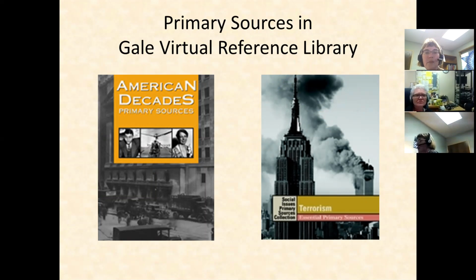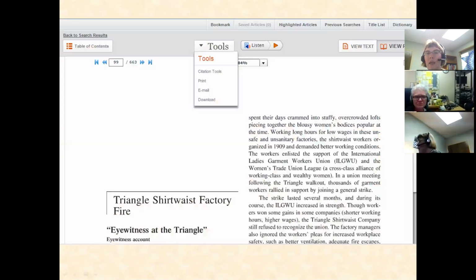There's American Decades Primary Sources, which is a 10-volume set that covers a variety of topics from 1900 to 1999. And then there's Terrorism, Essential Primary Sources, which is a 1-volume set dealing specifically with the topic of terrorism. Primary sources can be found in other titles too, but these are the two titles that focus solely on primary sources. Here's an example of an eyewitness account of the Triangle Shirtwaist Factory fire from the American Decades book. We have the tools that we can highlight, citation tools, print, email, download, but we also have background information to give us context on what's going on.